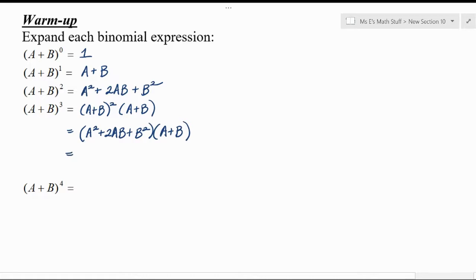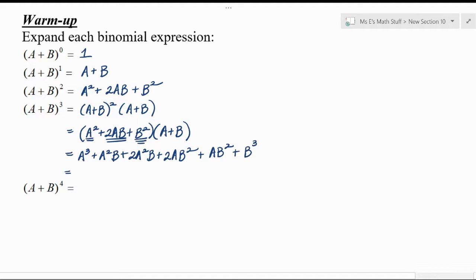So I'll distribute the a squared in first. So I'd have a cubed plus a squared b. I like to keep things alphabetical. Now I'm going to distribute the 2ab in. So I'd have 2a squared b plus 2ab squared. Now let's distribute the b squared in. So we'd have plus ab squared plus b cubed.